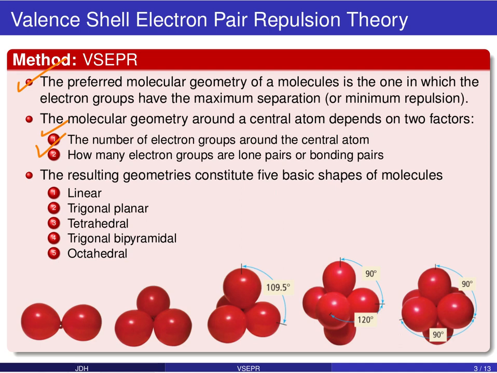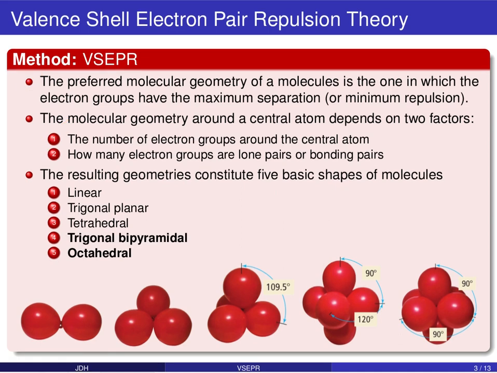You can then back out, based on this geometric arrangement that minimizes the repulsion energy, the actual geometry. And we mentioned previously how there's essentially 5 different options in terms of electron geometries, how these different groups can arrange themselves. Previously, we talked about the first 3. In this video, we're going to talk about the last 2. We're going to talk about trigonal bipyramidal and octahedral geometries.